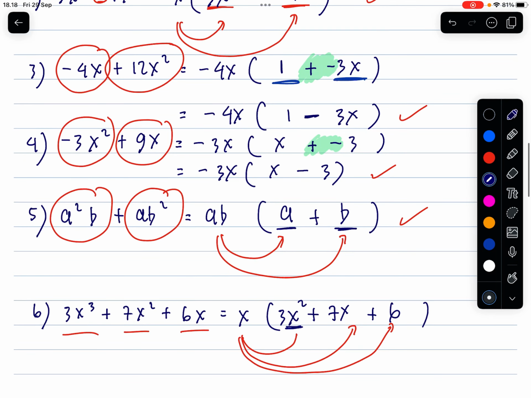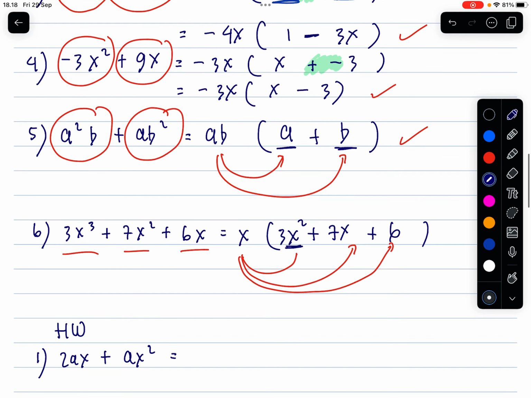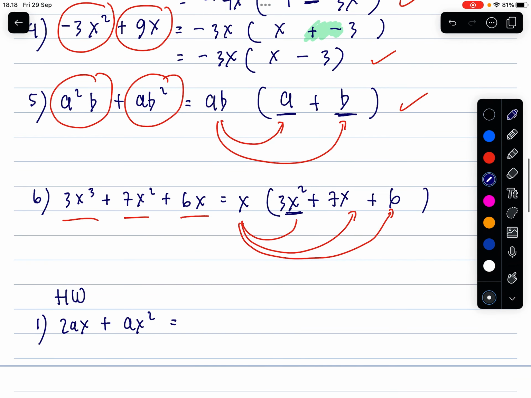Before we end, I'm going to give you a homework. I want you to try to do this one. What are the factors of 2ax plus ax squared? I want you to write it down in the comments below. Write down the answer that you got, and I promise that I'm going to respond.